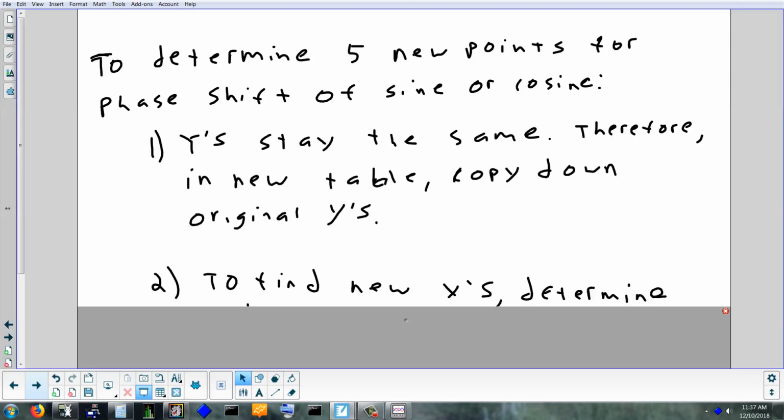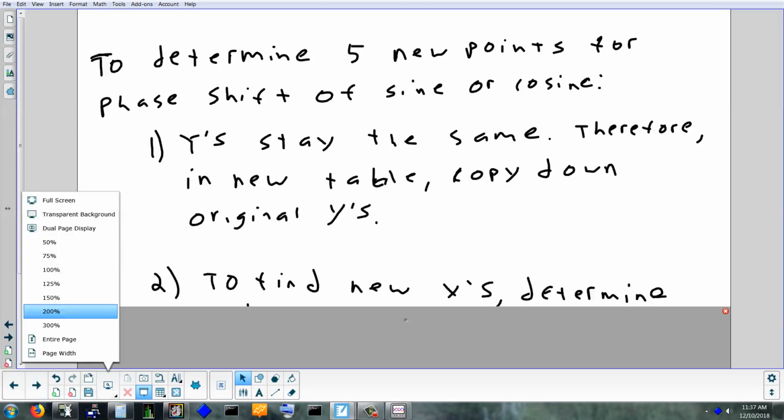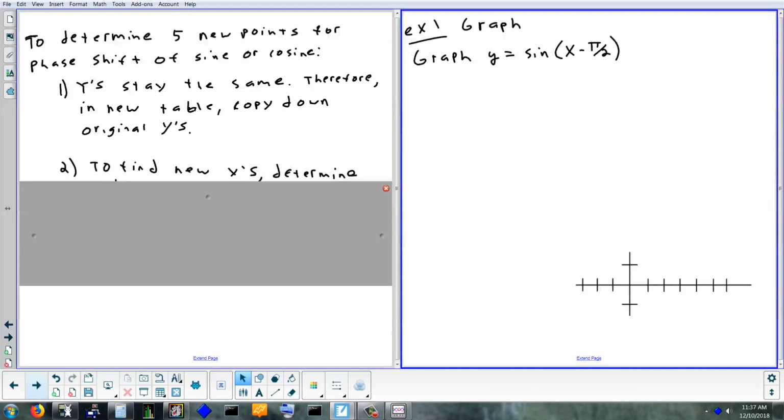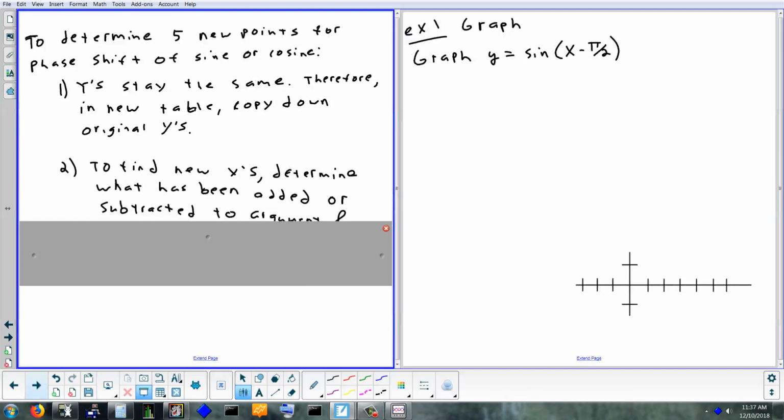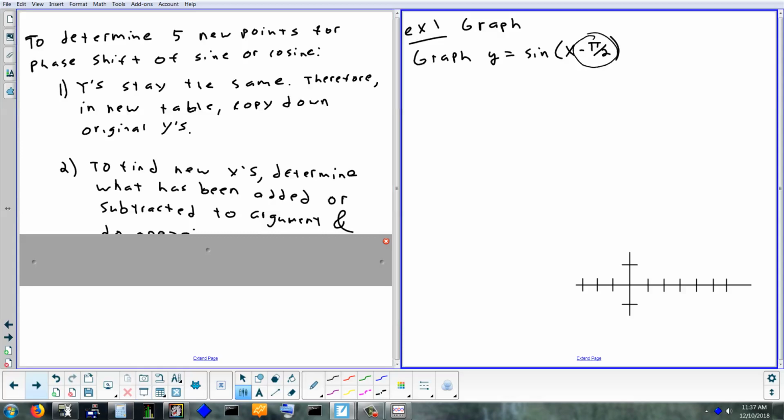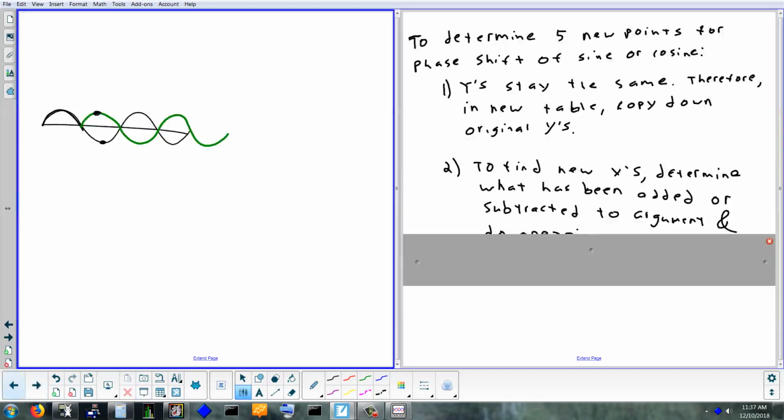So what I want to do is put up the first example we're going to do, and I can reference it when I explain step 2, and it'll make more sense. All right, so to find your new x values, first thing you have to do is look at what has been added, or in this case, subtracted. My argument there is x. I've subtracted pi over 2 from it. So that's what I've done in this problem. So I think back to what we just wrote in the notes. I'm just going to go back to it for 1 second. Yeah, I can keep that up at the same time.